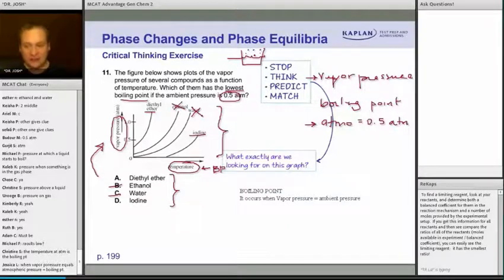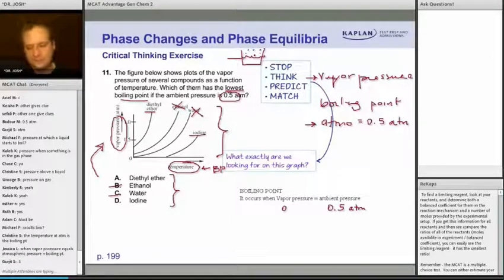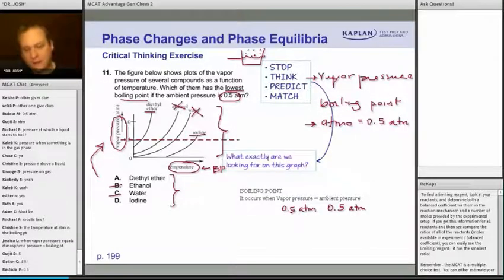So Jessica just said it. Christine just said it. When vapor pressure equals atmospheric pressure, that's when you get boiling. So we know the atmospheric pressure or ambient outside pressure is 0.5 atmospheres. Which vapor pressure should we pay attention to to find the boiling point here? Yep, we need 0.5 atmospheres.